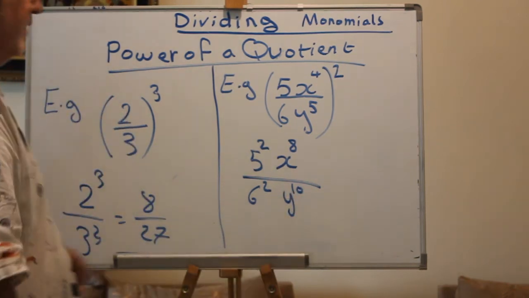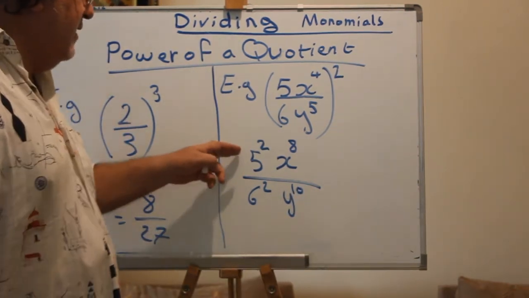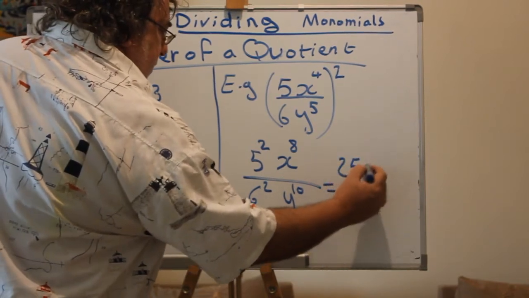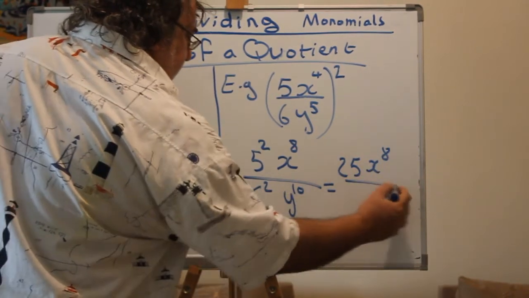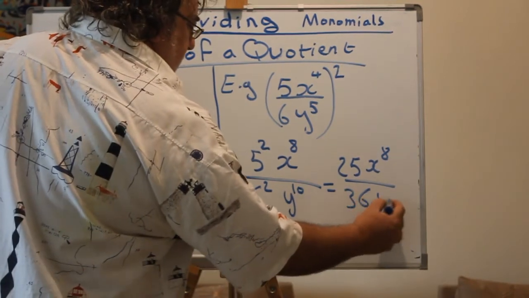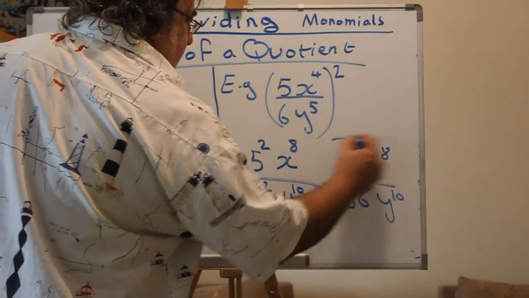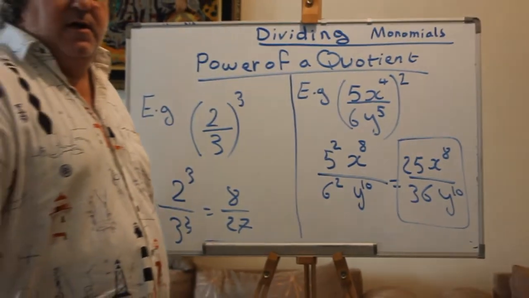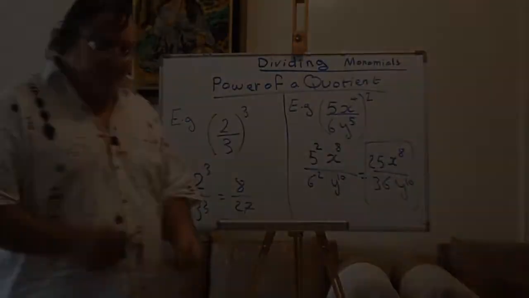I finished now the variables. Let's go: 5 times 5 is 25, x to power 8, over 6 times 6 is 36, y to power 10. That will be the answer of the power of a quotient. I hope it's clear. Thank you very much.